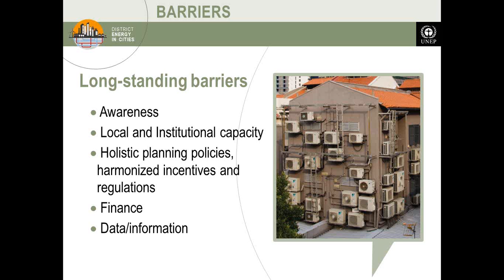Some of these barriers are also similar to barriers you see in the energy transition for renewables, and include awareness. A lot of the opportunities and benefits for improving efficiency in the building sector through district energy are not known. Diverse technology applications are not known, and the multiple benefits and savings are not known. Some of this is linked to a big gap in data and information.